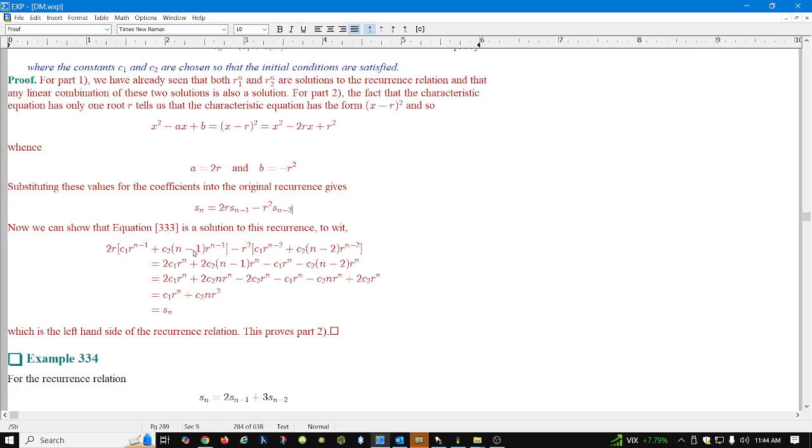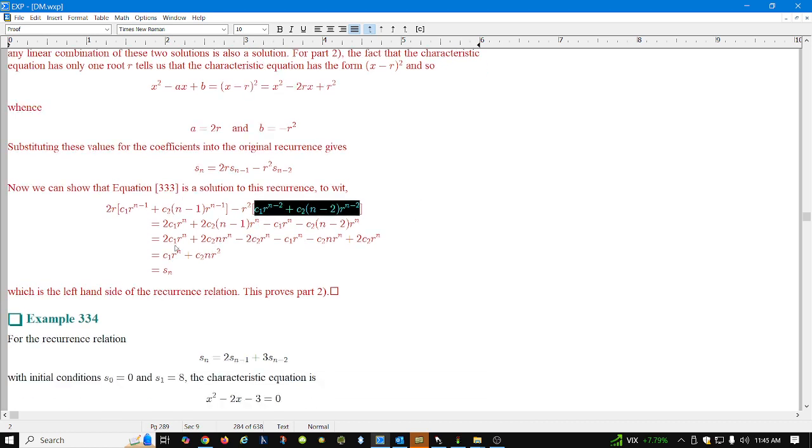And then all we have to do again is plug in to see that this is indeed a solution to the recurrence relation. Okay. So 2r Sn minus 1, this is Sn minus 1, minus r squared Sn minus 2, and then simple algebra, and we get Sn.